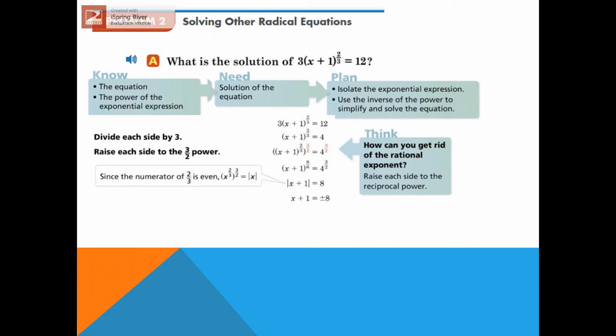Now, what is x if x plus 1 is equal to positive 8? Yes, and that is x equals 7. How about x plus 1 is equal to negative 8? Simplify. It will be x equals negative 9. So what are the solutions? The solutions are 7 and negative 9.